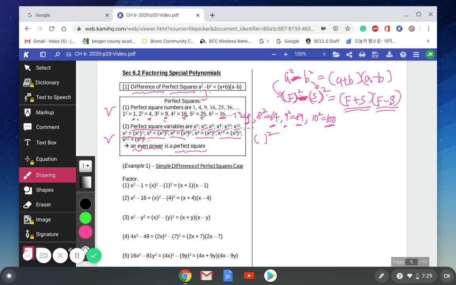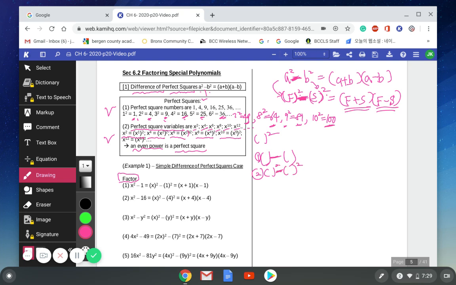Example 1, a simple difference of perfect squares case. Like number 1, they ask you to factor it. We learned about factoring in a previous video, but this is a special case. That's why we call this kind of polynomial a special polynomial. Number 1, there are two rules to have a special polynomial or a difference of perfect squares. Number 1, it has to be minus between two things. Number 2, it has to be squared format with a minus.